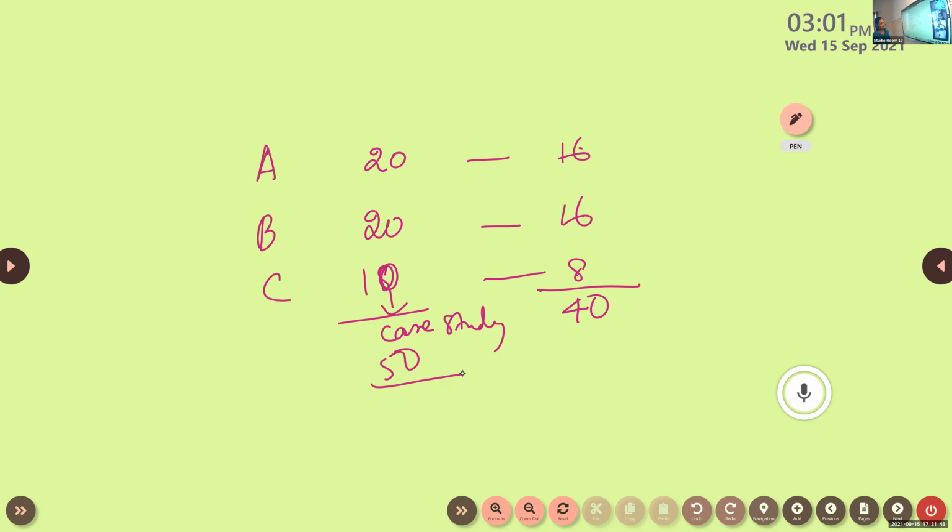Is it clear? This is the pattern. We have 3 sections, section A, section B, section C. Each question carries 1 mark, although it is divided into 3 sections. So 16 plus 16 is 32, plus 8, out of 40. And the total duration is 1.5 hours, which means 90 minutes.